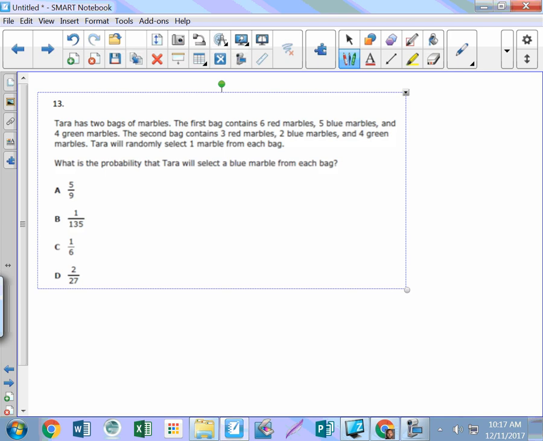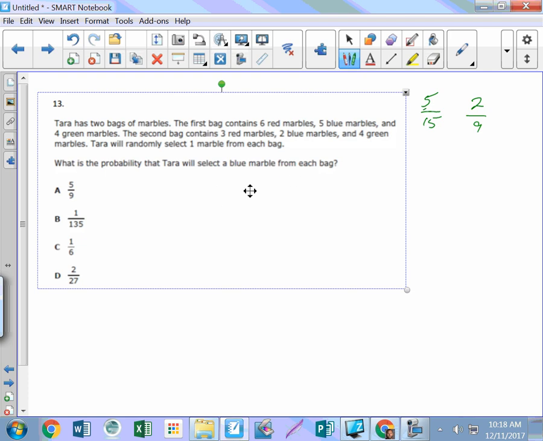Alright, number 13. We're almost done. Tara has 2 bags of marbles. The first bag contains 6 red marbles, 5 blue marbles, and 4 green marbles. The second bag contains 3 red, 2 blue, and 4 green. Tara will randomly select 1 marble from each bag. Alright, so in the first bag, 6, 5, and 4, that is 15 in one bag. And in the other bag is 3, 2, that's 5, 9. Alright, so what's the probability of blue marble for each bag? So blue in the first one is 5 of 15. Blue in the second is 2 ninths.